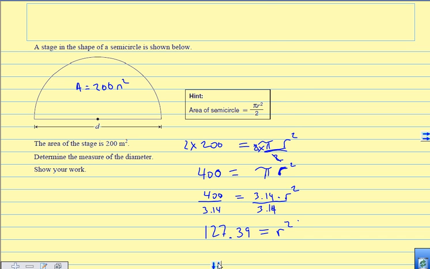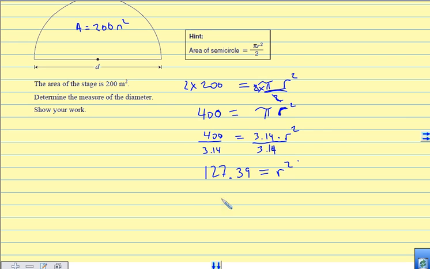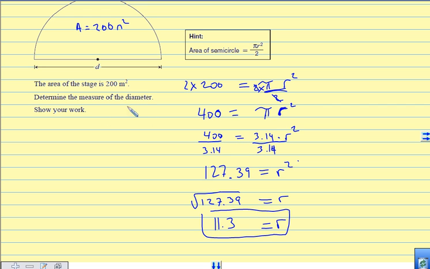But we don't want the radius squared, we want the radius. So to find the radius, we would take the square root of 127.39, which would equal what the radius is. If we square root that, we would get approximately 11.3 as our radius.